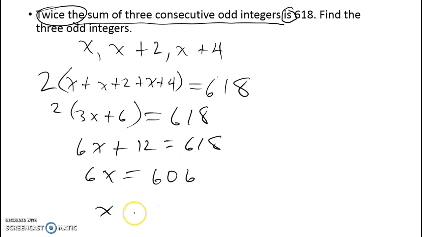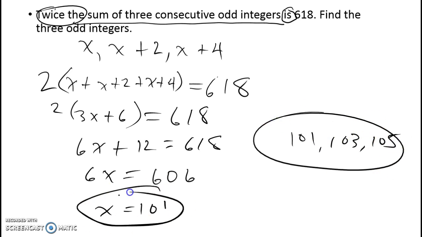And we find out that the first odd integer is 101, so that means our three odd integers are 101, 103, and 105. And we figure that out by plugging 101 in to these x's. And we found our answer.